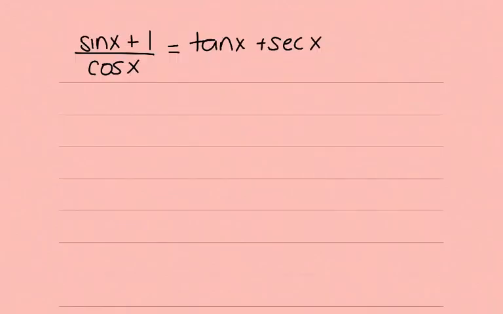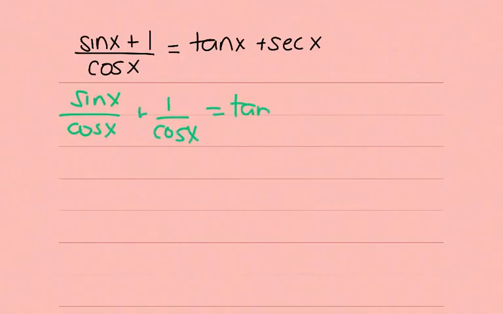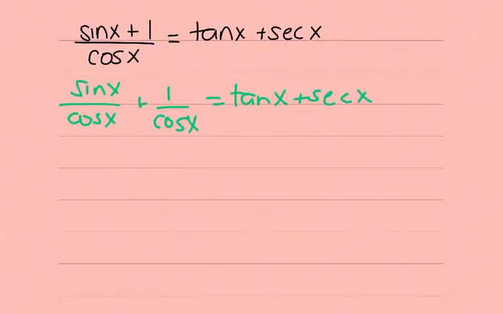All right, so who thinks they could start us off on this one? Go ahead, Alex. You split up. Which one? The left side? Okay, so you're splitting the left, so it'd be sine of x over cosine plus 1 over cosine. And then sine over cosine is what? And 1 plus cosine is?